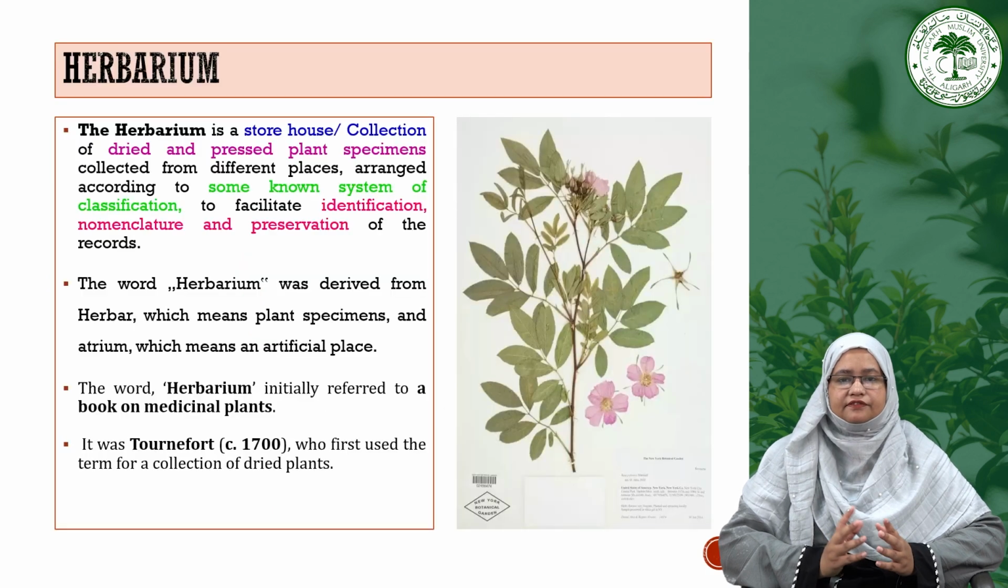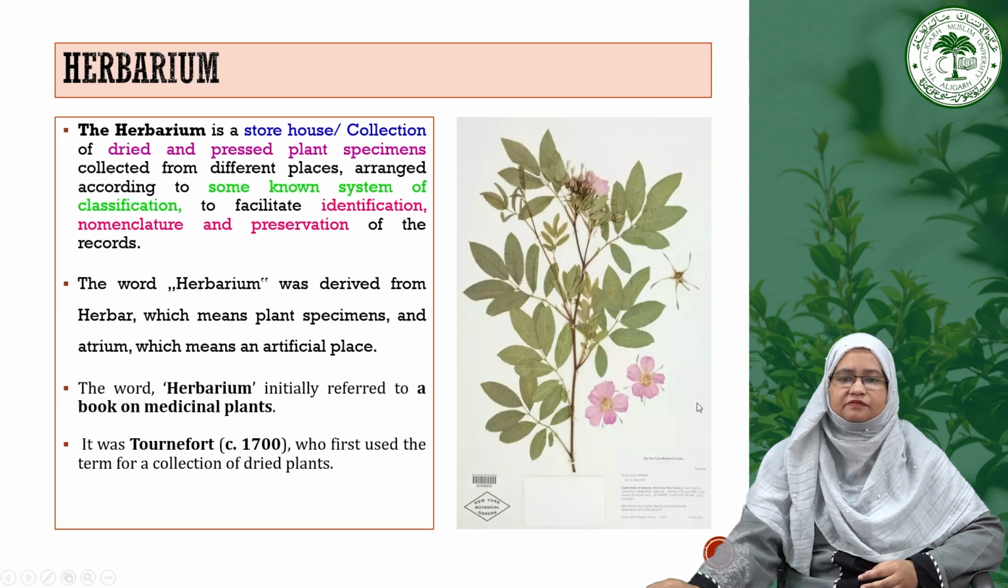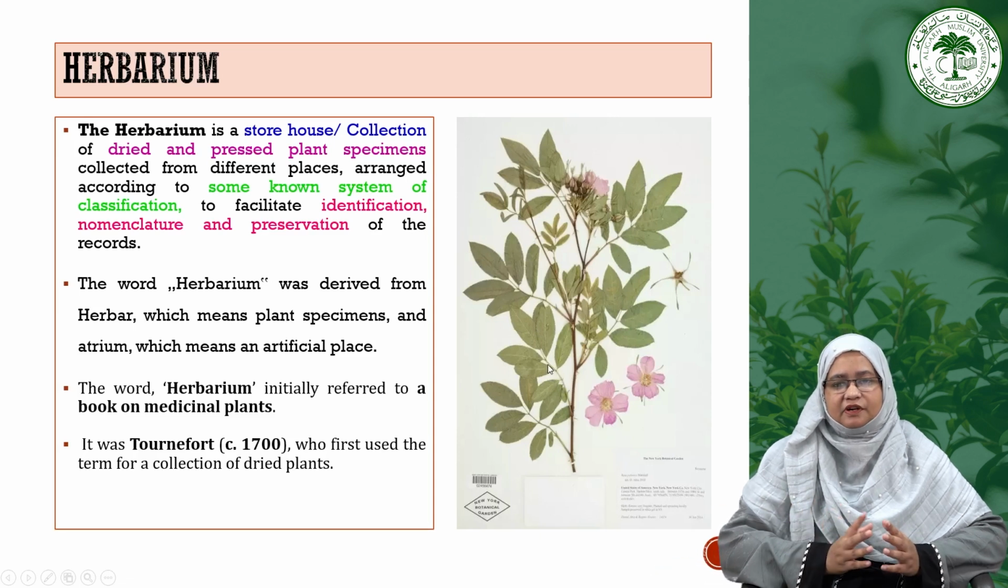First of all, the first taxonomic tool or aid is the herbarium. The herbarium is a storehouse or collection of dried and pressed plant specimens, collected from different places and arranged according to some known system of classification to facilitate identification, nomenclature and preservation of the records. As you can see in this image, this is a herbarium of a particular plant. It is well preserved, and here you can see the fruits and the leaves. You can see every part of this particular plant.